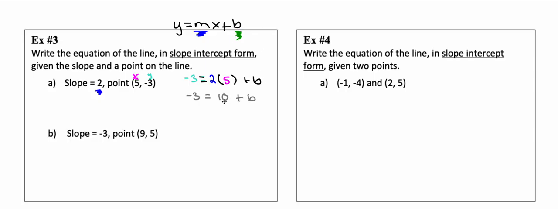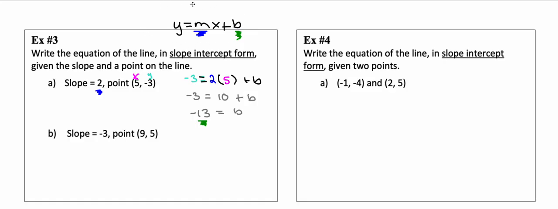I'm going to solve for b by subtracting the 10. So b will equal negative 3 minus 10, which is negative 13. Now that we have our slope, our m value, and our b value, this is now our b value. I'm going to underline that in green. I have the m and the b. We can write the equation in slope-intercept form.